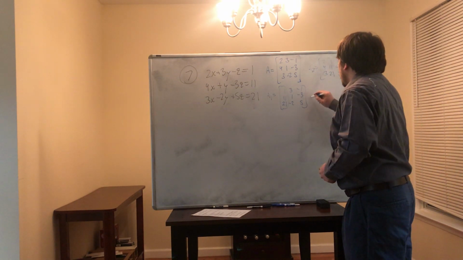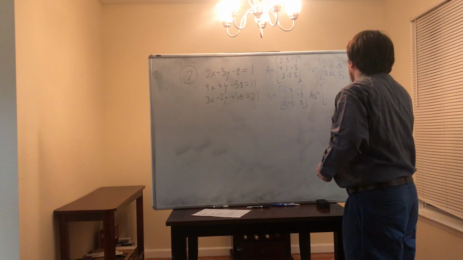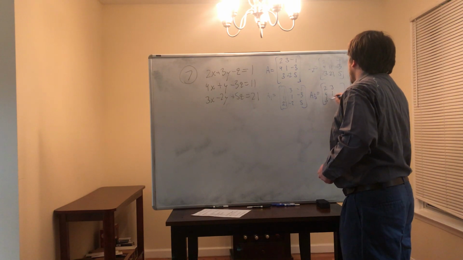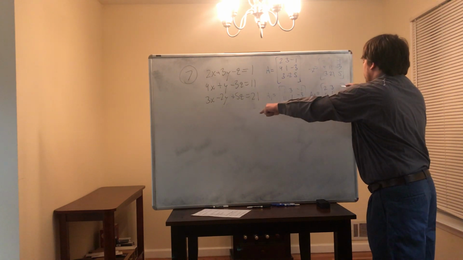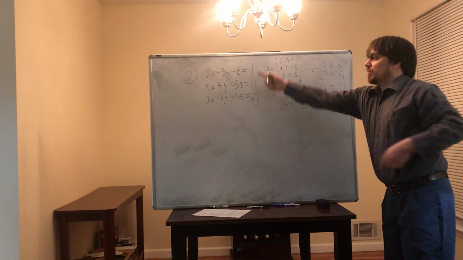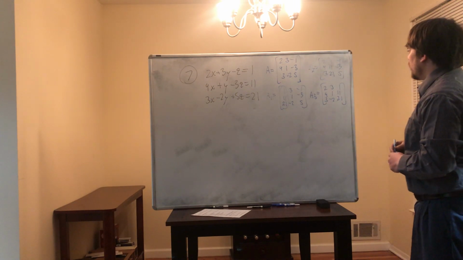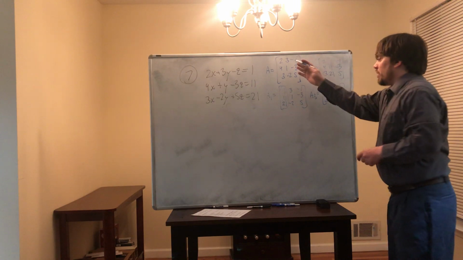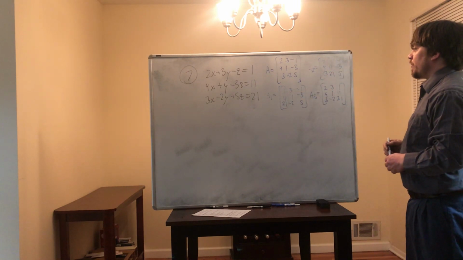The matrix A3 is the same as A except for the third column. The first and second columns are the same, and the third column is again the same numbers, 1, 11, and 21. Now we have the matrices A, A1, A2, and A3.